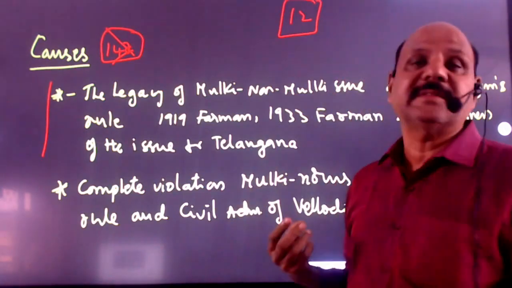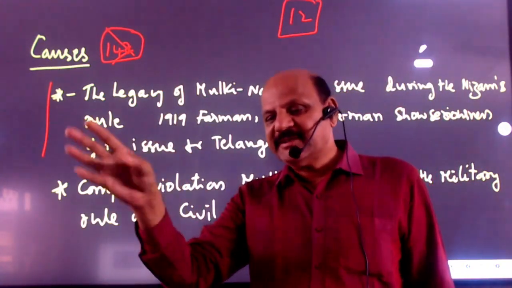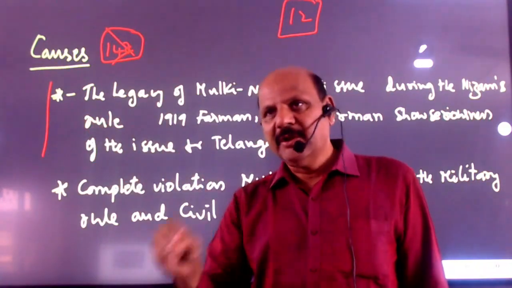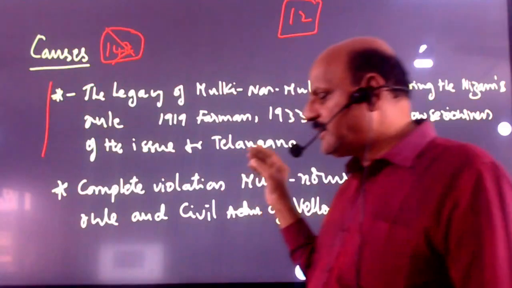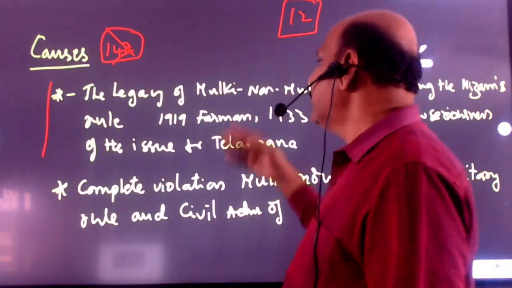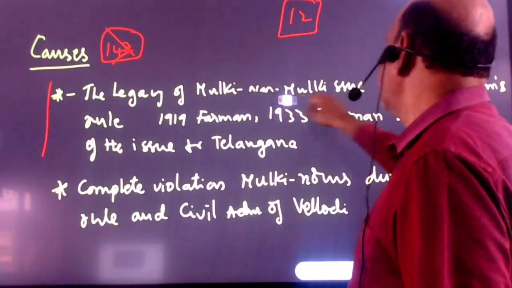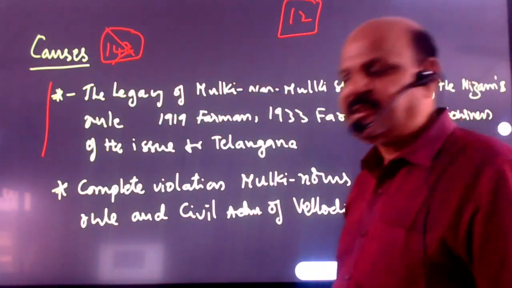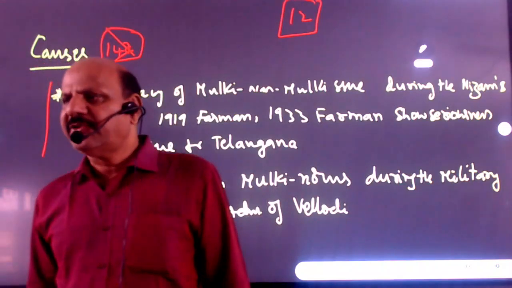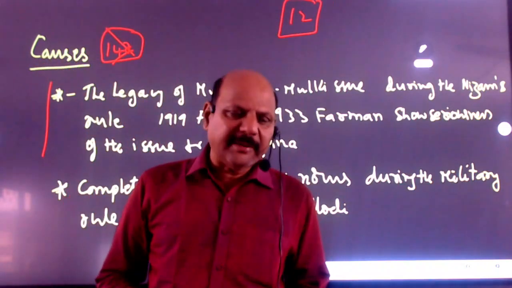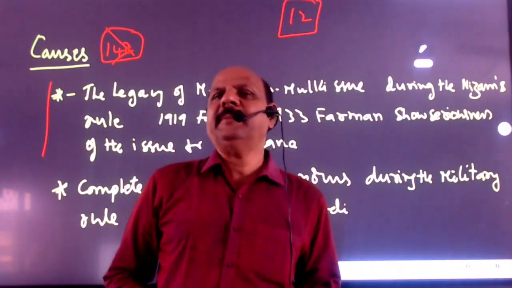But where is the analysis? How do you get 7 or 8 marks? You spice up some facts and use them along with some kind of analysis. So the causes and other things become very, very important here. You have to organize it this way. So the legacy of Mulki, non-Mulki issue, the first is the historical aspect. It is not that the Mulki, non-Mulki issues came up only for the first time now. As we say, it even existed in Bahmani times.